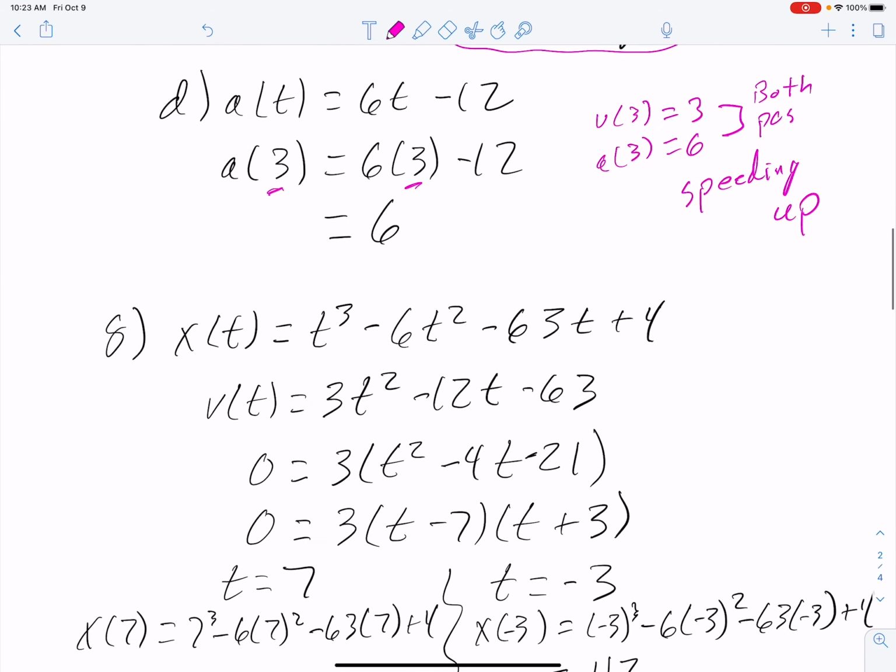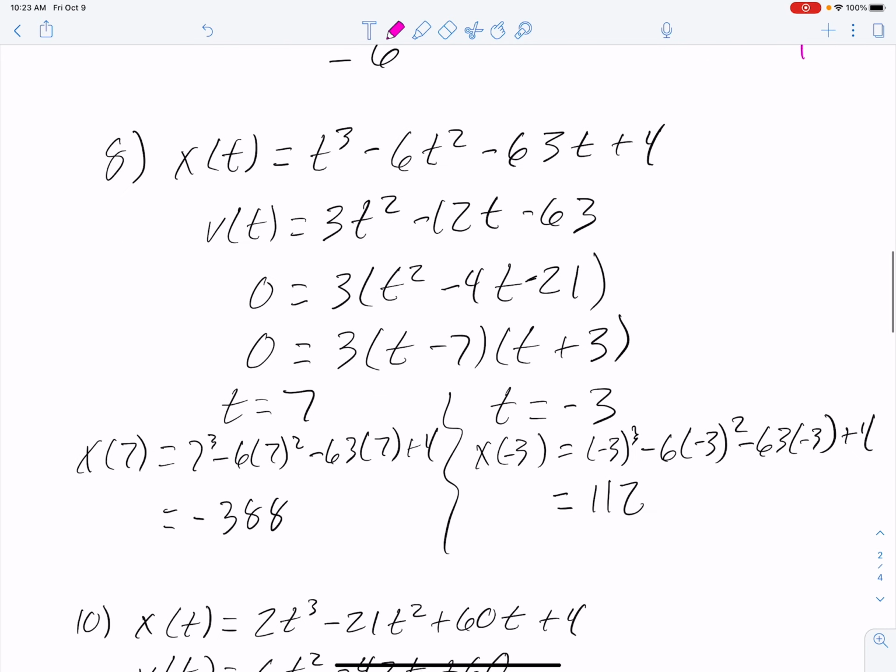Since these are both positive, that tells me I'm speeding up. All right. So number 8 wants to know x of t when velocity is 0. Well, if I want velocity, I take the derivative of my position function, so derivative of t cubed, derivative of negative 6t, derivative of negative 63t, and then of course the derivative of 4 is 0.